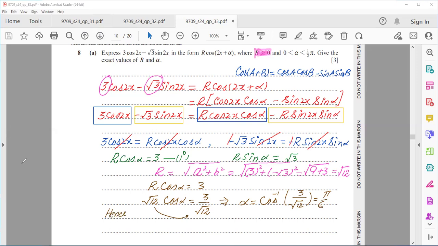Hence, now we have to write the answer of this one. I'll use the black color, which I haven't used. The question is 3 times cos of 2x minus root 3 times sine of 2x, and you have to write r as it is. The value of r is under root 12. Cos will remain as it is, 2x will remain as it is. What's the answer of alpha? Alpha is pi by 6, if I'm not wrong. If you have this whole working with all steps, then you will get the full marks.